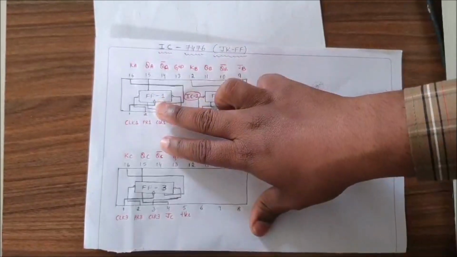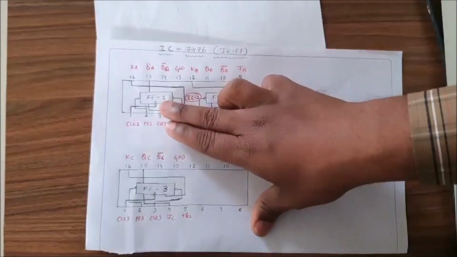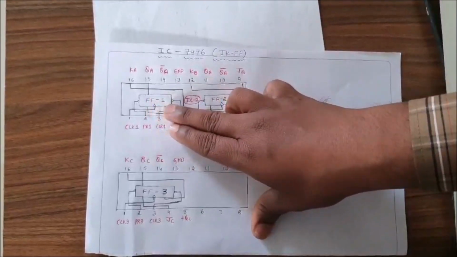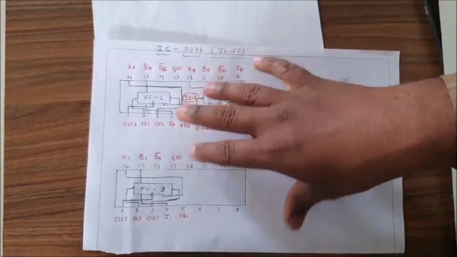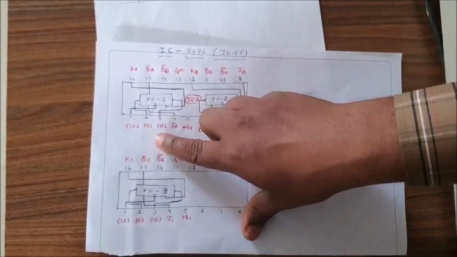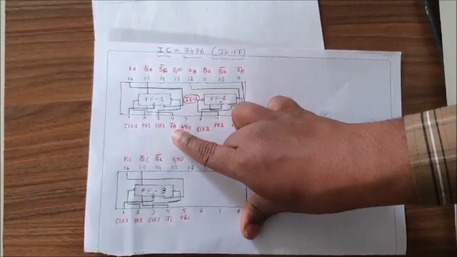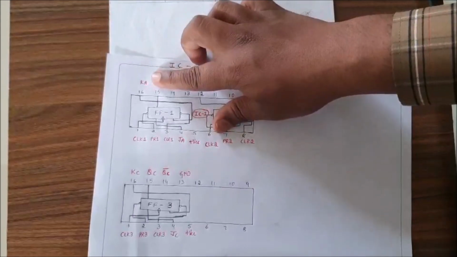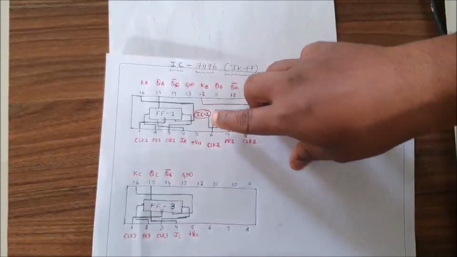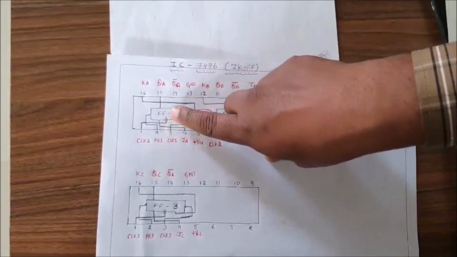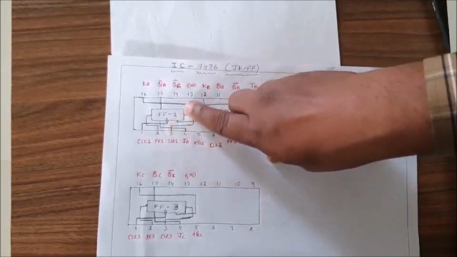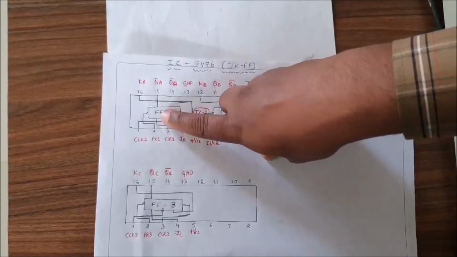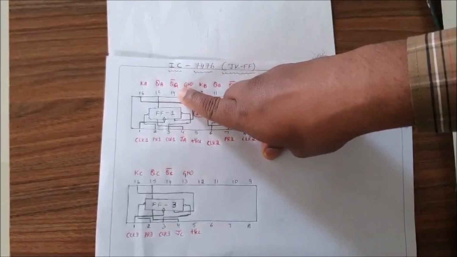I will take up the first flip-flop, that is flip-flop 1, and do the connection for it. For flip-flop 1, there are 3 synchronous inputs: one is clock, another one is JA, and the third input is KA. And we have 2 asynchronous inputs, that is preset and clear. For the first flip-flop, preset is PR1 and clear is clear 1. And we have 2 outputs, one is QA, another one is QA bar.